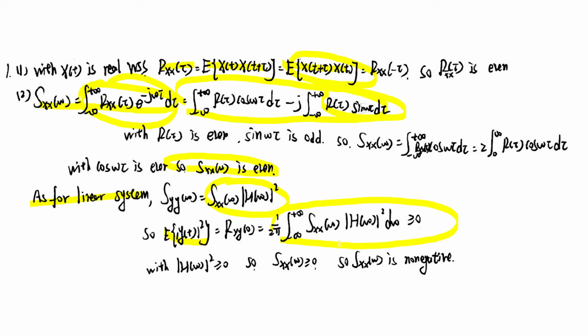With tau equal to 0, e to the negative j omega tau is equal to 1, so we just cancel this part. E[Y(t)^2] is greater than or equal to 0, and |H(omega)| squared is also greater than or equal to 0. So in order to make the outcome of this expression greater than or equal to 0, Sxx(omega) must be greater than or equal to 0. So in general, Sxx(omega) is non-negative.